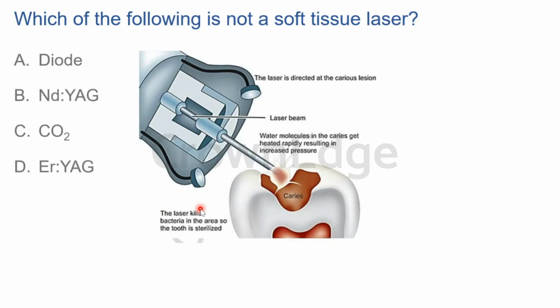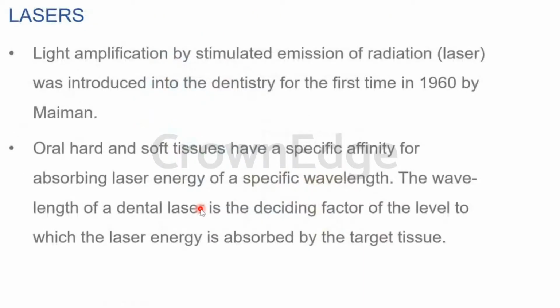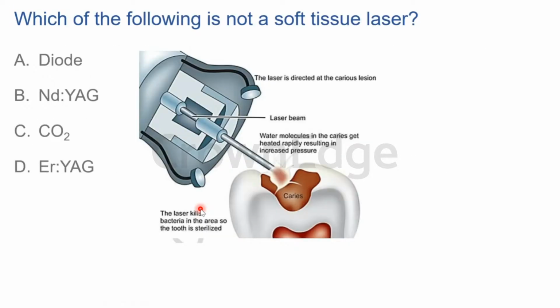So a laser, you all know the full form, right? It is light amplification by stimulated emission of radiation. In that, there's a laser unit which has a fiber. That laser is directed towards the carious dentine or towards whatever tissue you want to cut. Once the laser beam is activated and irradiated, the beam comes into the cavity, and the water molecules in that decay get heated up rapidly, and that results in increased pressure in that local environment.